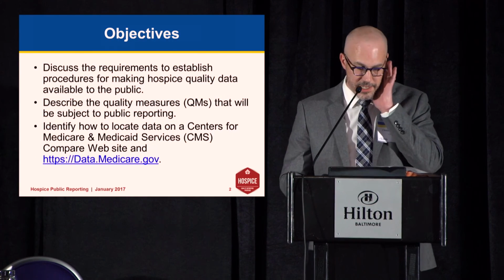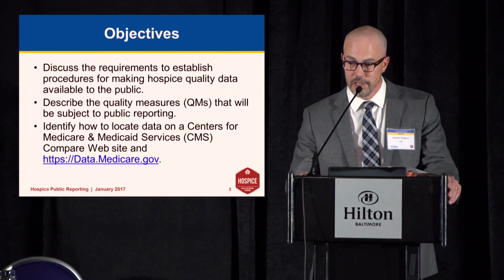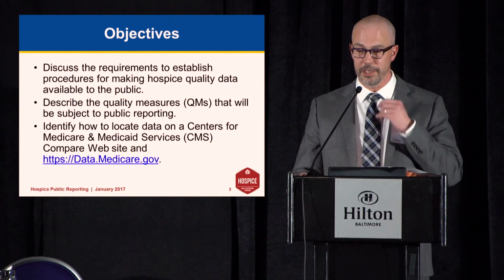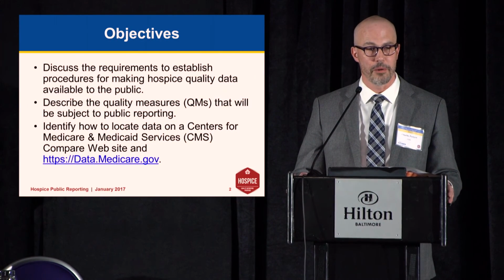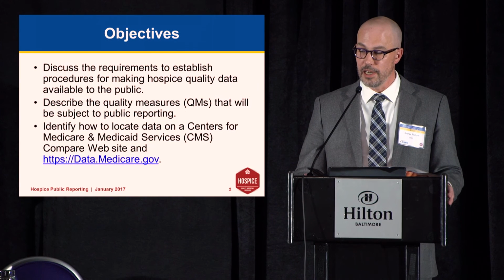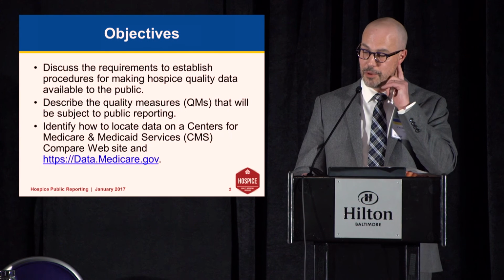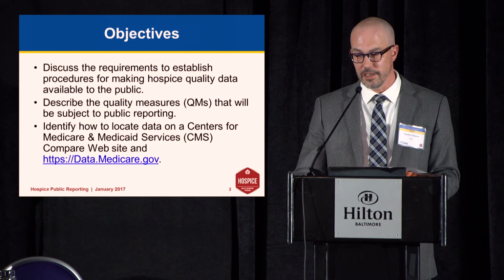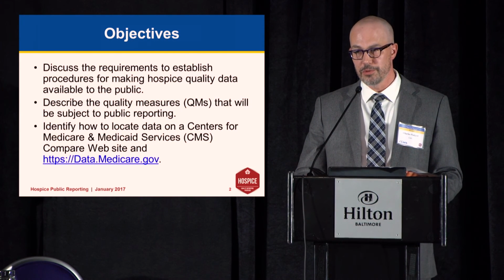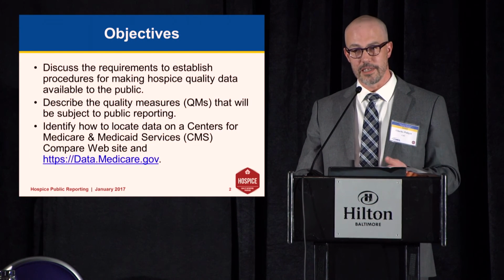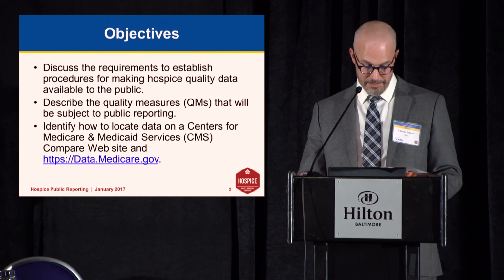So the objectives for today: we're going to discuss the requirements for establishing the procedures for making hospice quality data available to the public. We're going to describe the quality measures that will be subject to public reporting. And we're going to identify how to locate data on the Centers for Medicare and Medicaid Services compare website, and also at the data.medicare.gov website, which will eventually house the underlying data behind the publicly reported performance data.